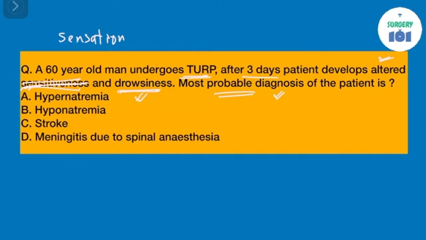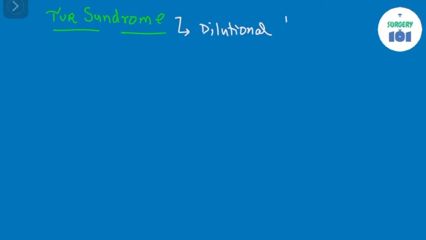The answer is very, very simple. The patient is suffering from hyponatremia. Now, what exactly is happening over here? In this particular question, what they're trying to tell you about is something which is called TUR syndrome. Okay, so they're trying to talk to you about the TUR syndrome. Now, what is this TUR syndrome, guys? This is what is called a dilutional hyponatremia.